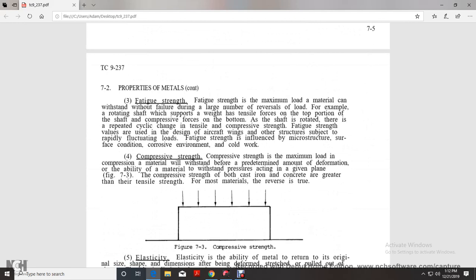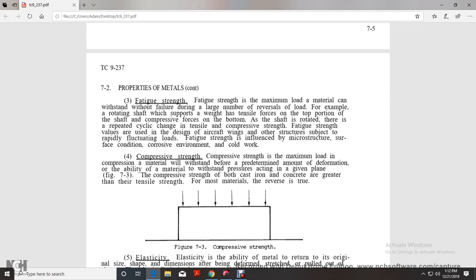Fatigue strength is the maximum load a material can withstand without failure during a large number of reversals of a load. For example, a rotating shaft supporting a wheel has a tensile force on the top portion of the shaft and a compressive force on the bottom of the shaft as it rotates. There is a repeated cycle of change between tensile and compressive stress. Fatigue strength values are used in the design of aircraft, swings, and other structures subject to rapidly fluctuating loads. Fatigue strength is influenced by microstructure, surface condition, corrosive environment, and cold work.